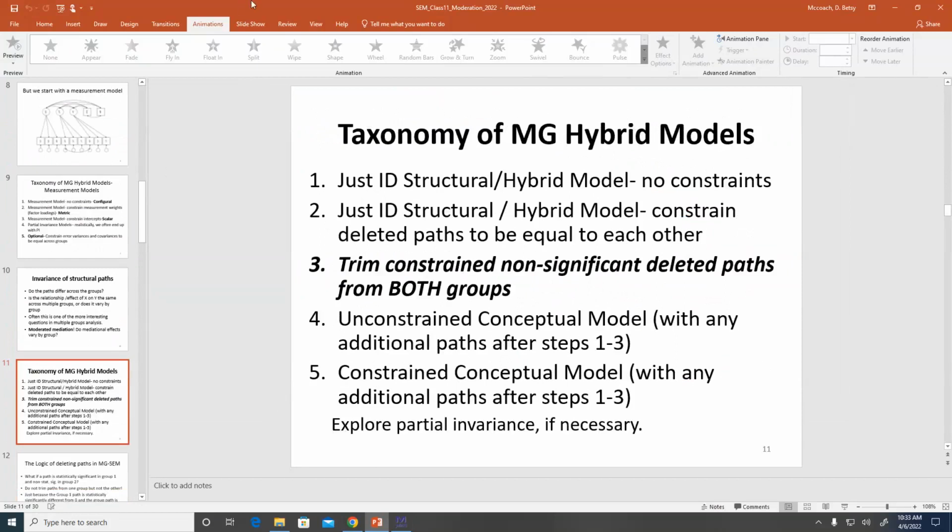Okay, so the first model I'm going to run is this just identified or hybrid model with no constraints. That's my baseline model, just to get on the board. This model will have the same chi-square and degrees of freedom as the final measurement model, just like when I fit the just identified model. In the single group case, my just identified model was the same as my final measurement model. So that's going to be true here, okay? This is where I'm going to start out.